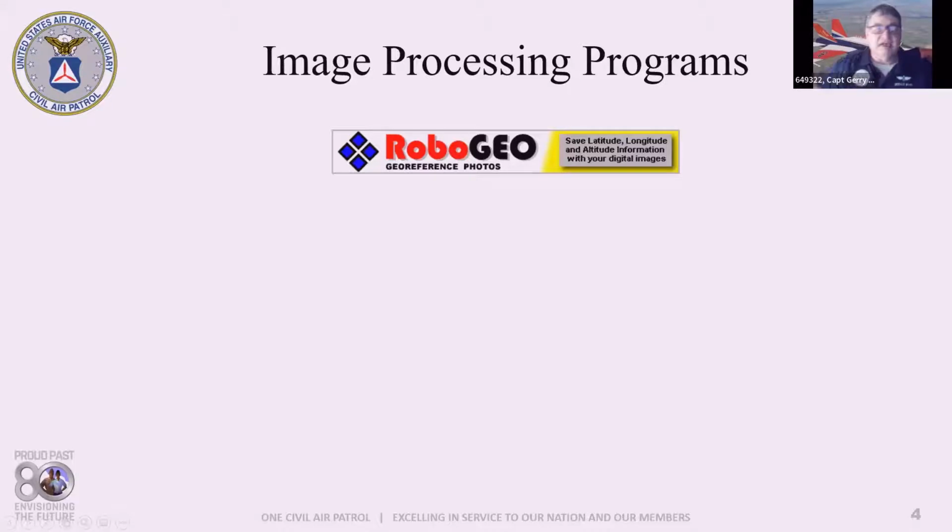In recent years, a commercial computer program called Robogeo is commonly used by CAP to produce watermarked images for our various customers. Robogeo uses the image's geocoded metadata to automatically place the required data directly on the still image. As a commercial program, Robogeo costs about $80 to purchase. Site licenses can be purchased for a reduced price per user.